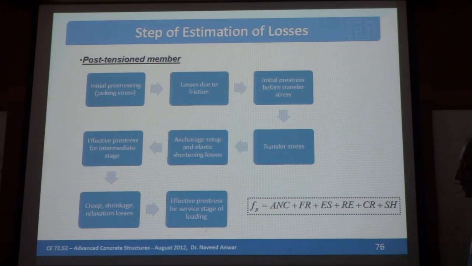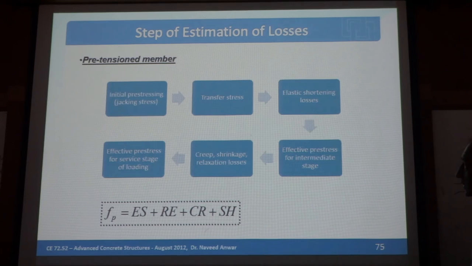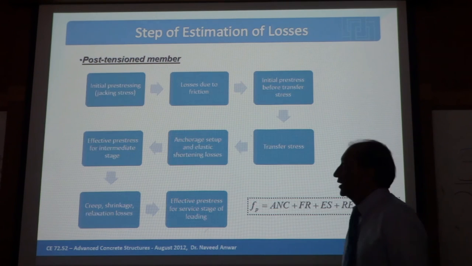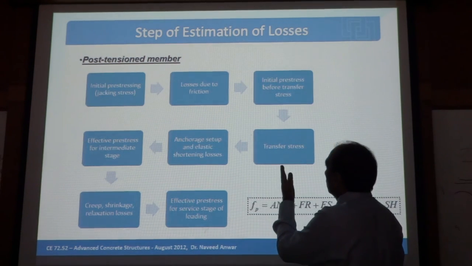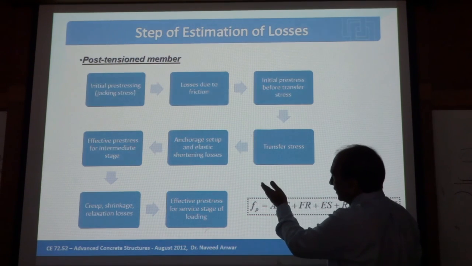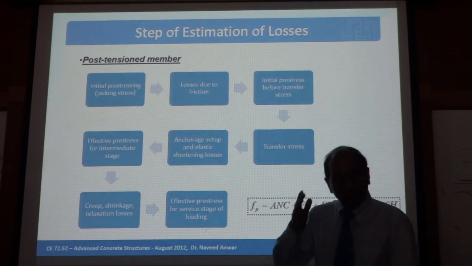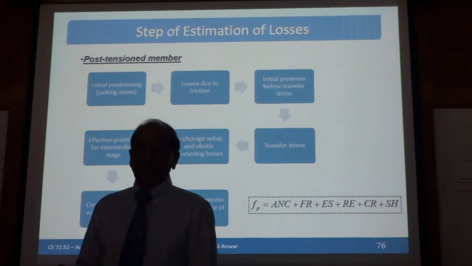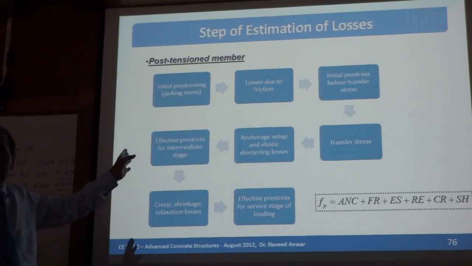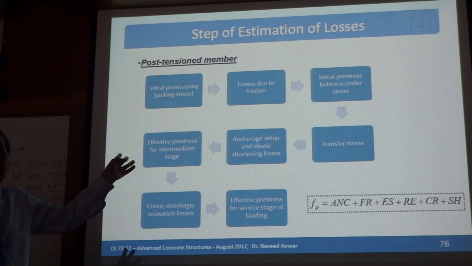Steps for estimation of losses for post-tension. This is for pre-tension members, and this is for post-tension members. Post-tension members have more steps, obviously. You have initial pre-stress, jacking stress, loss due to friction, initial pre-stress before transfer, anchorage loss, then effective pre-stress, then pre-shrinkage, then effective. So these losses like that. So for post-tension, you have more steps because of the friction also coming into play. So these you must understand clearly, right? These last two slides are very important, so please remember them.